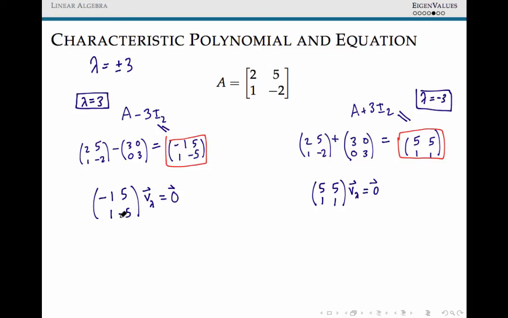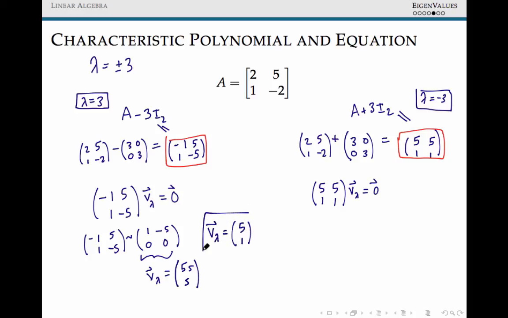So the way we do this is we're just going to row reduce our left-hand matrix. So on our left-hand side, this matrix negative 1, 5, 1, negative 5 is row equivalent to 1, negative 5, 0, 0. So elements inside our kernel here are going to be of the form v lambda is equal to some multiple of 5, 1. Maybe a better way of putting this, this is going to be any vector of the form 5s, s. So in particular, we're just going to take 5, 1 as our eigenvector on this side. It's one of a family of eigenvectors inside the span of this vector.